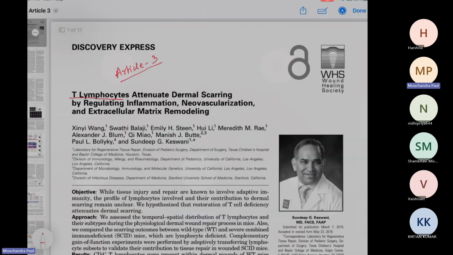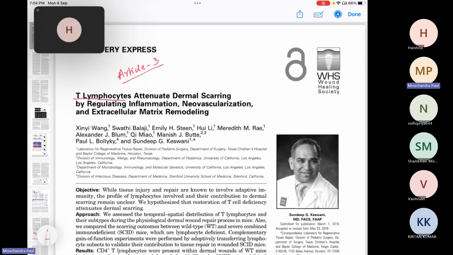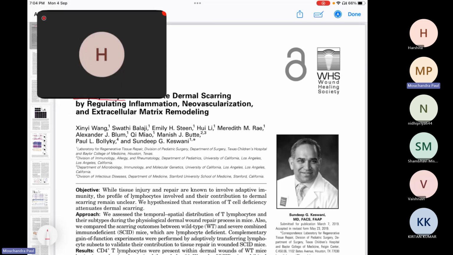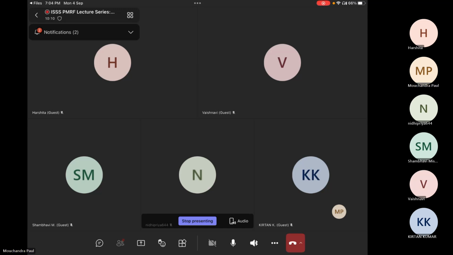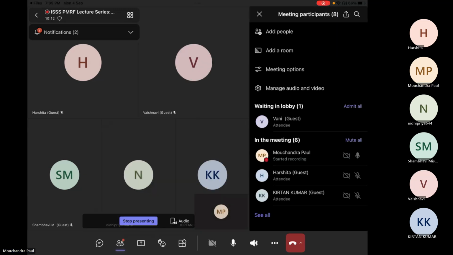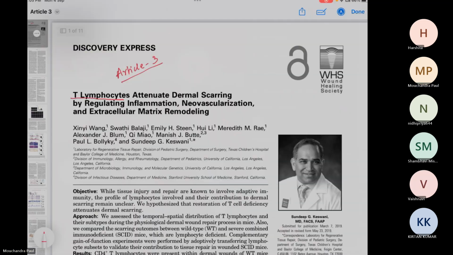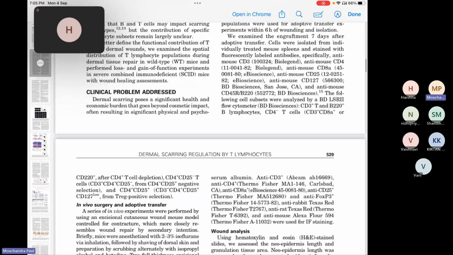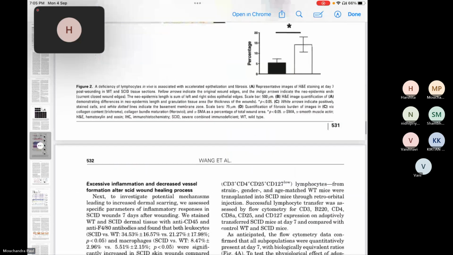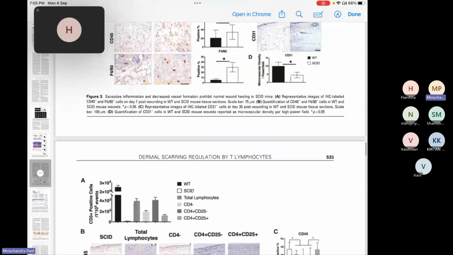So I hope at least some fragments of that process you remember. I hope, because only then will you be able to understand this paper. That is why I asked. So let me just quickly recap the wound healing process. In this paper, I wish to show you this figure.